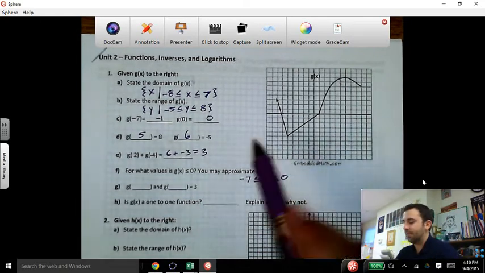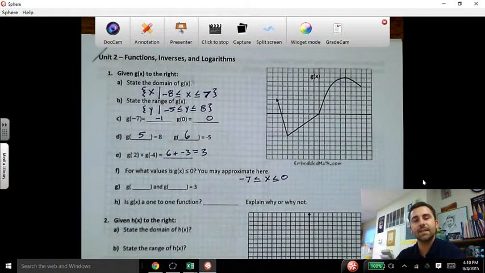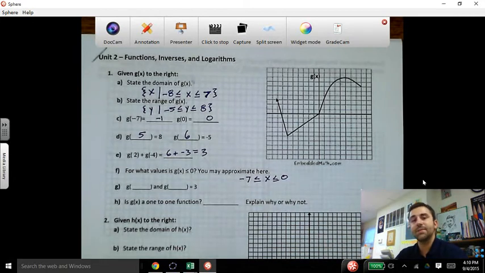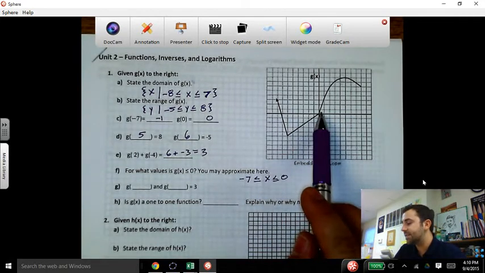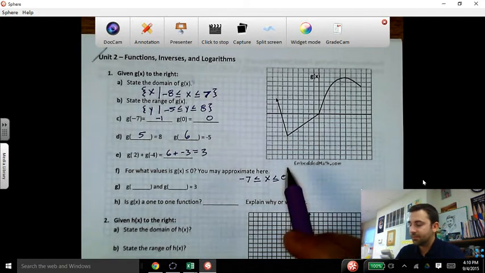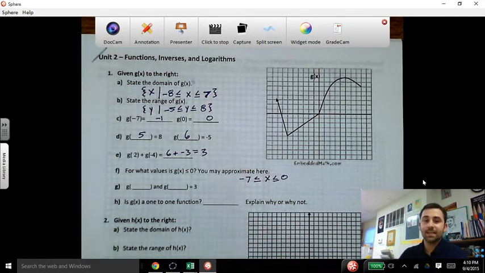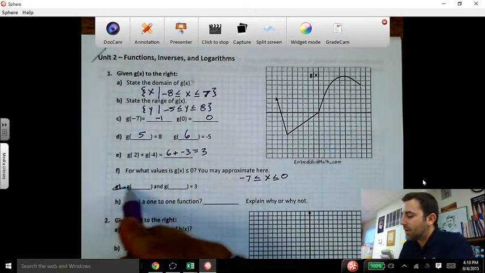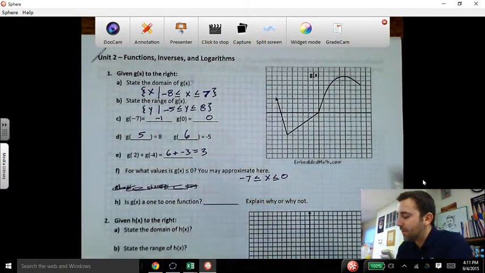Now, had it asked me when it's less than 0 by itself, not less than or equal to, I could not include the values -7 and 0 because at -7 and at 0, the function is 0. And so in this case, it's asking when is it less than or equal to 0. Part G, we're going to omit.